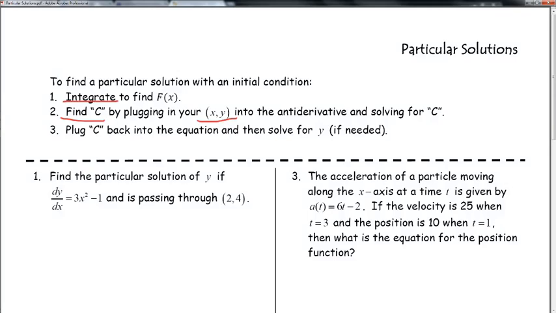Finally, once you have your c, you're going to plug it back into your original equation, and depending on the situation, when we get into differential equations, which is after spring break, we're going to actually solve for y. But at this point, we don't really need to worry about it. We can just go ahead and take the antiderivative.